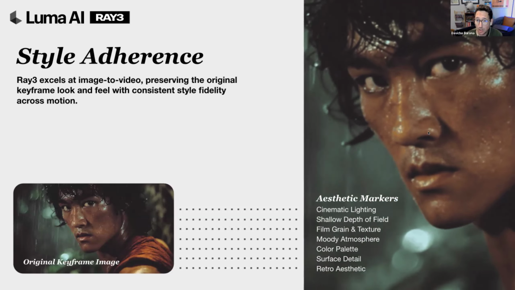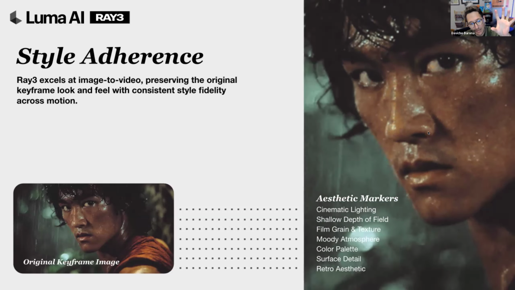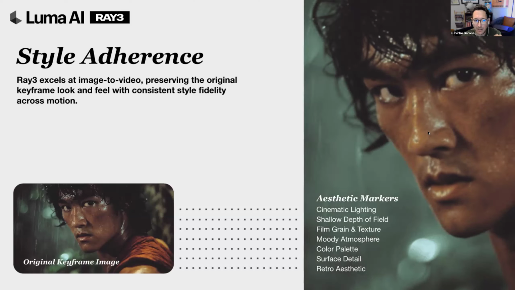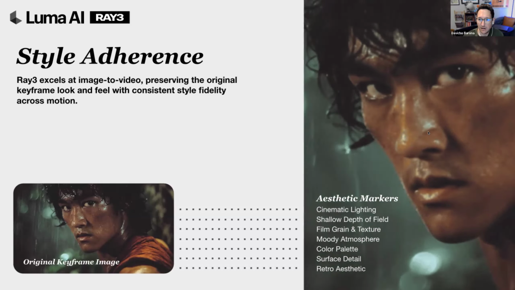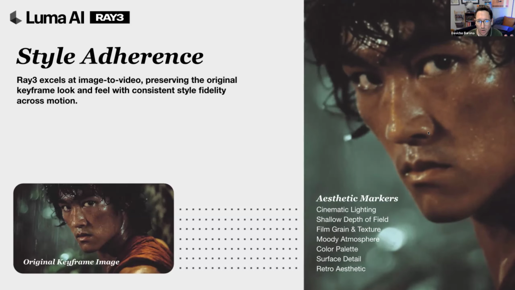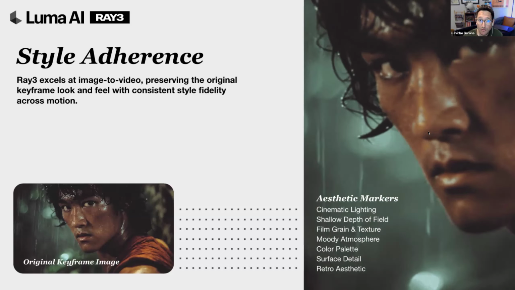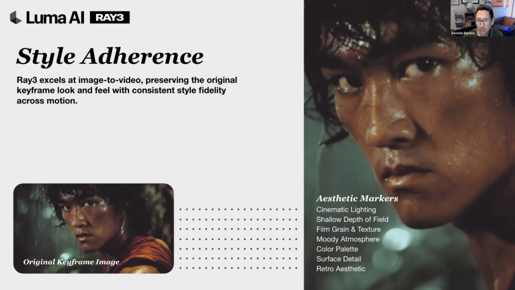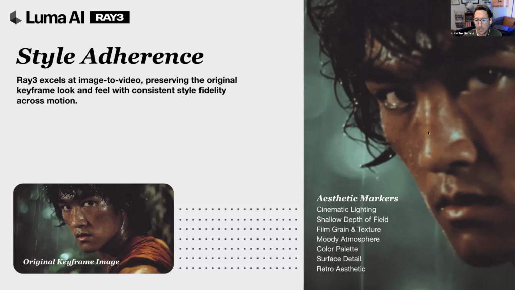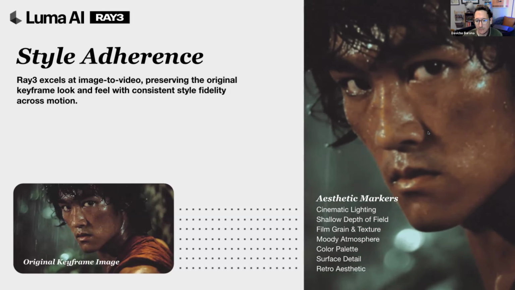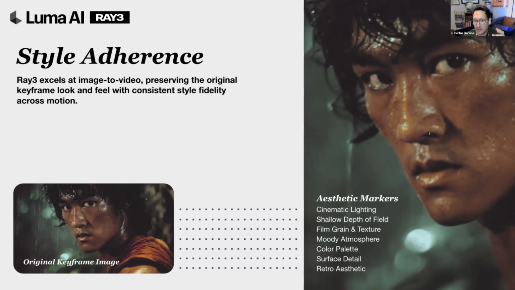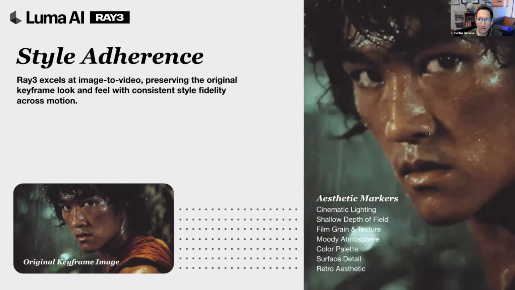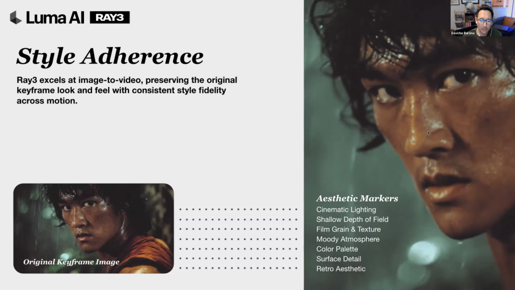The color palette, this original keyframe has those muted blacks and very faint highlights. And as you can see in this slice here, it's holding on to that. It's not over darkening those blacks. It's not over brightening those highlights. It's really just staying true to that original image. And then the surface details, you can see all those little droplets of sweat, the hairs, the rain in the background. It's really holding on to those pretty strongly.